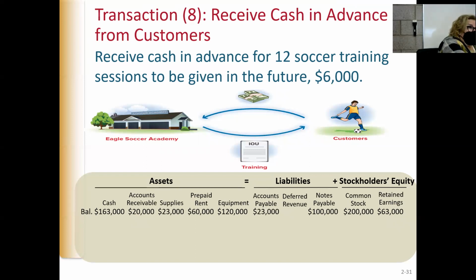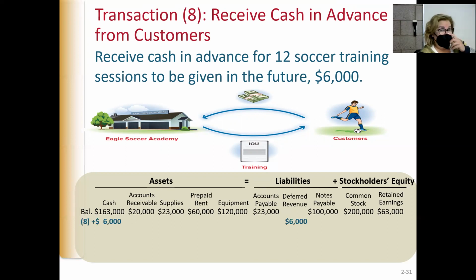We're going to give them 12 soccer training sessions. That's a lot of money. Is soccer that expensive to be trained? I don't know. But for $6,000, they're going to get $500 per soccer training session in the future, 12 of them. So what has increased here?